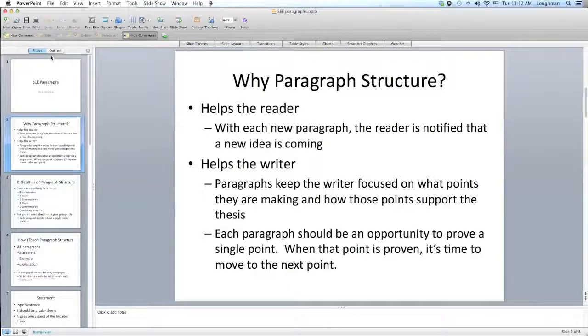But paragraph structure also helps the writer. It keeps the writer focused on what points they're making and how those points support the thesis. So when you as a writer start a new paragraph, you need to think to yourself, what is the purpose of this paragraph? What am I trying to accomplish in this paragraph? You should have a very specific reason for writing that paragraph. It should be to prove a single point that helps that thesis. And in indenting and starting a paragraph, it should be a reminder to you as the writer, what is my goal here?